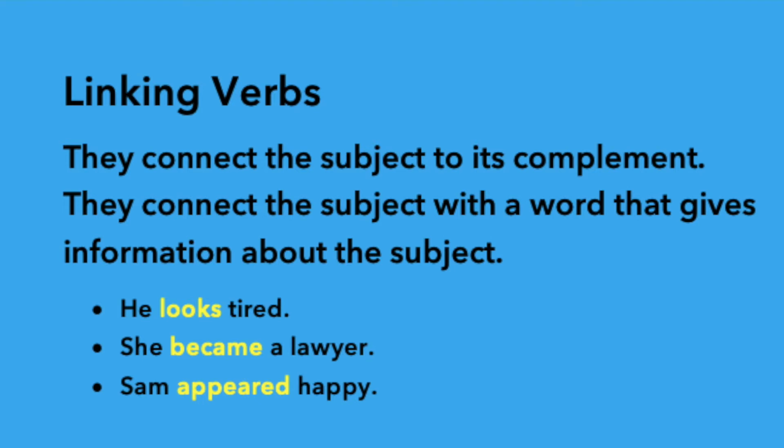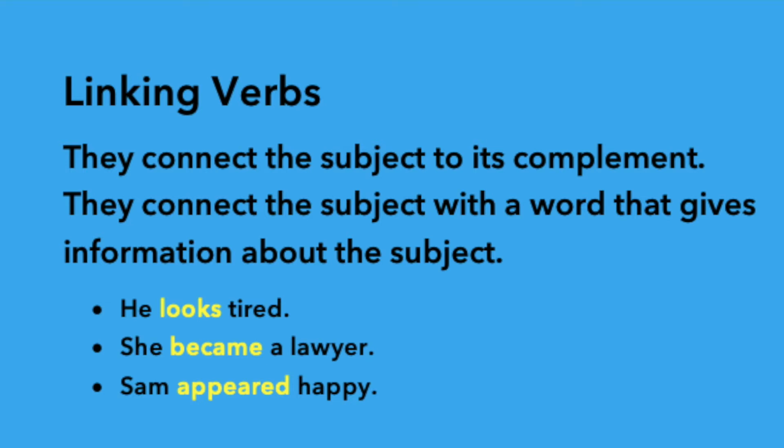The next type of verb is linking verbs. They connect the subject to its complement. Look at the following sentences. He looks tired. In this sentence, tired is not an object but a complement of the subject. Here the verb looks connects he and tired. It's called a linking verb. A linking verb connects the subject with a word that gives information about the subject.